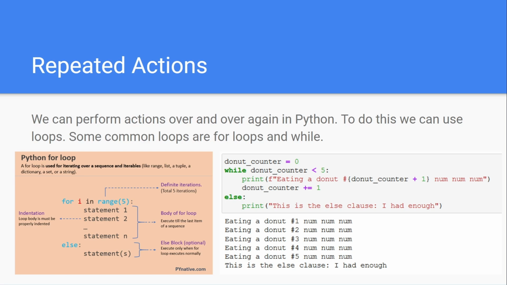Repeated actions. Python can perform actions repeatedly. To repeat actions, we use loops. Two common types of loops are for loops and while loops. A for loop usually repeats code a certain number of times. A while loop repeats code as long as a condition remains true.